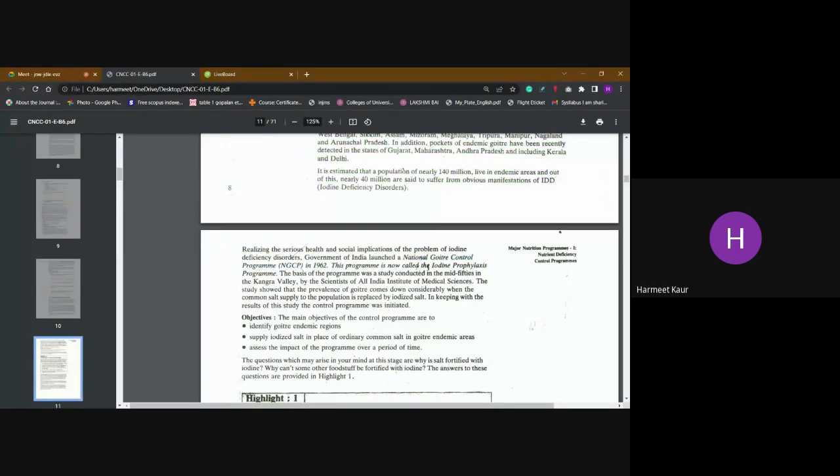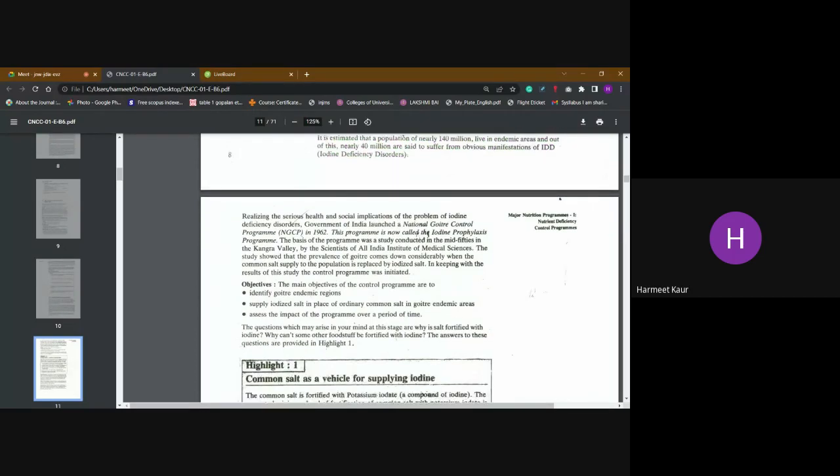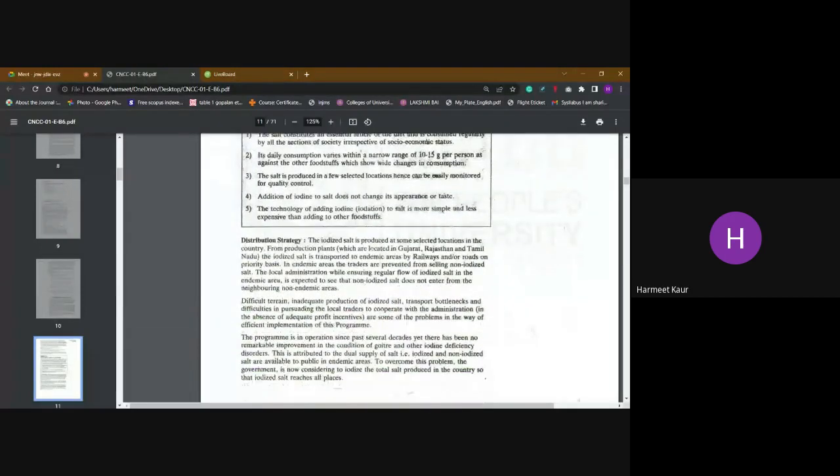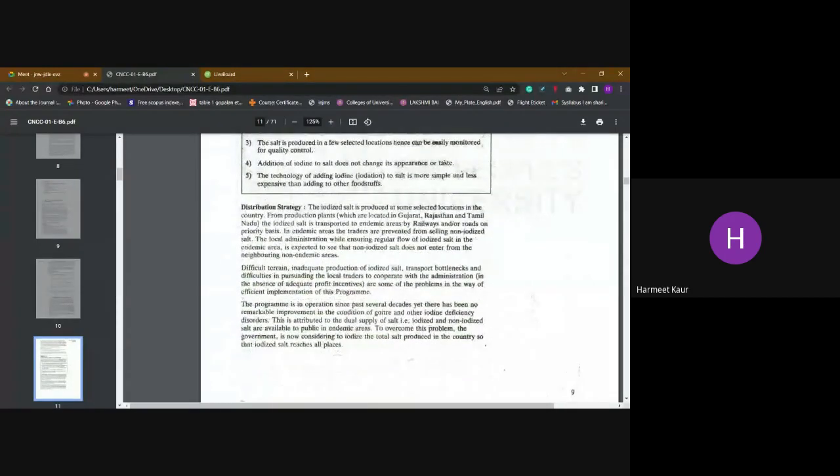Basically, here you are distributing fortified salt as a distribution strategy. What do I mean by fortified salt? That is your iodized salt. This salt has iodine added to it, and salt is something which every person will consume in the diet. In India we have different regions. We have East India, South India, West India, whatever, right?